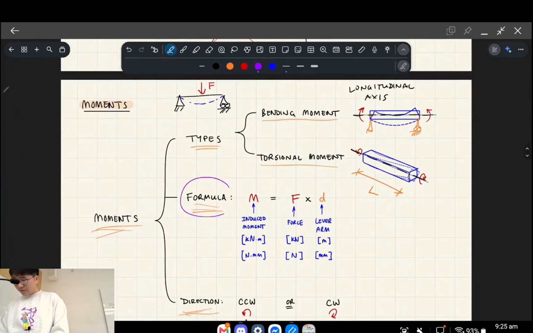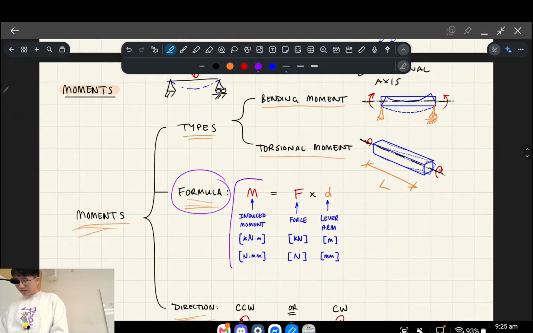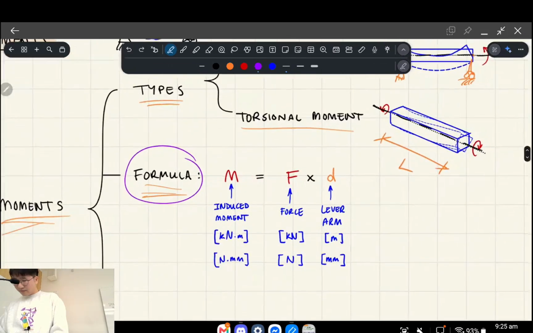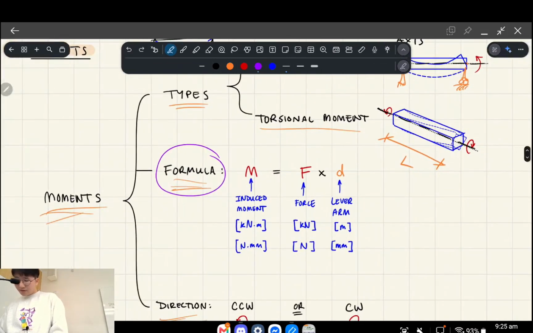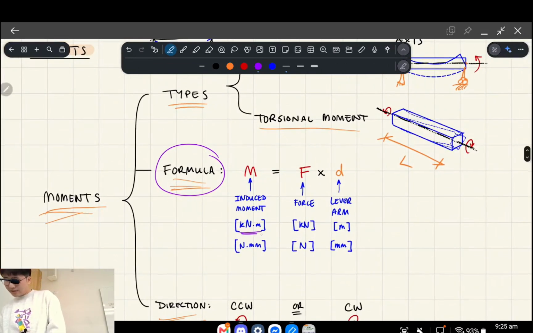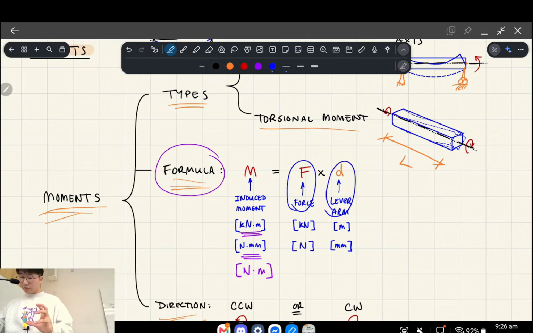Okay, next thing is the formula that's associated, right? So you've got your induced moment, and it's got a few different sets of units that you might see, such as kilonewton meters or Newton millimeters. You can also see, if you're working in SI units, Newton meters, all right? The idea is that this value comes from a force multiplied, cross product specifically, with a lever arm.